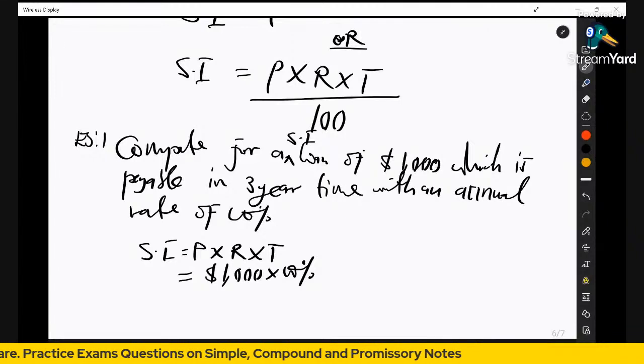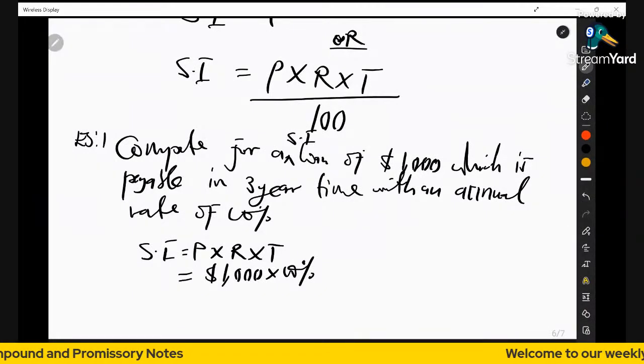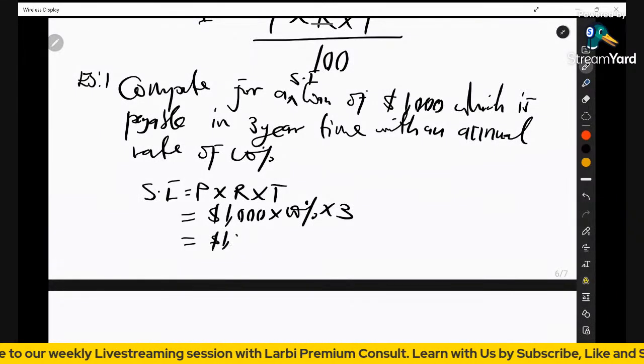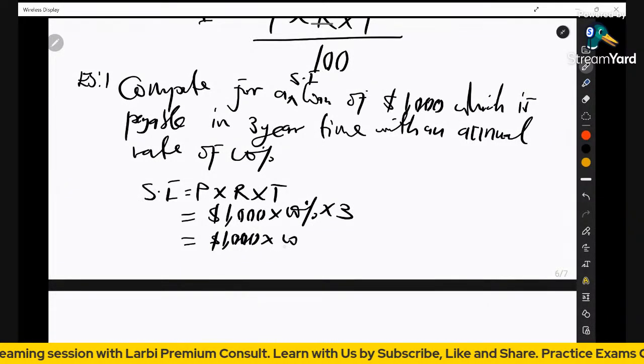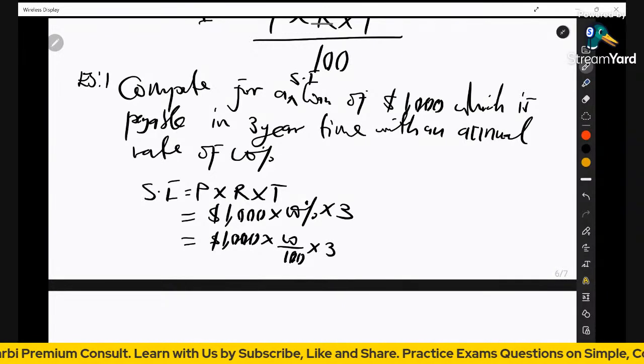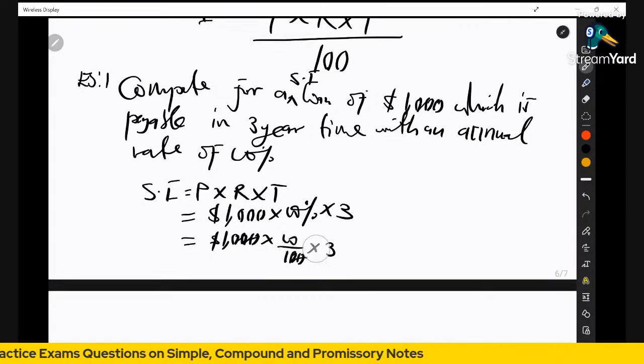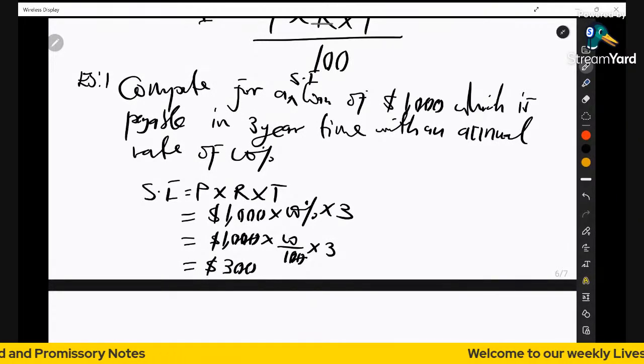So we have $1,000 multiplied by 10%. Of course, you attach a percentage to the 10, that's why I'm not dividing by 100. Then multiply by the time, which is 3. So what are we getting at the end of the day? I can still express this as 1,000 multiplied by 10 out of 100 multiplied by 3. The two zeros can cancel, so I'm left with 10 here. Multiplying 10 gives 100, multiplying 3, we get 300. So our simple interest is 300.